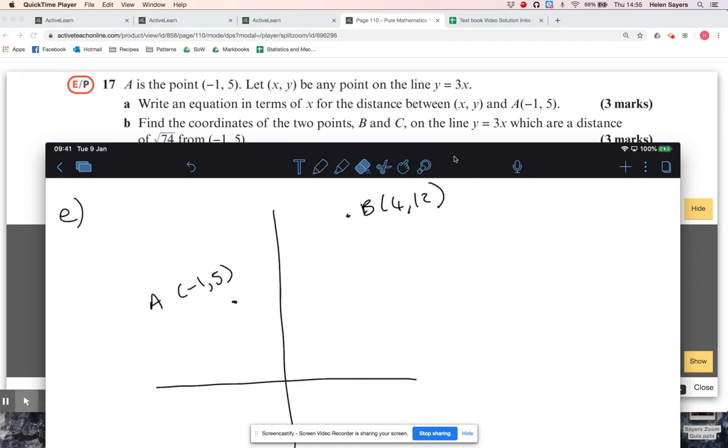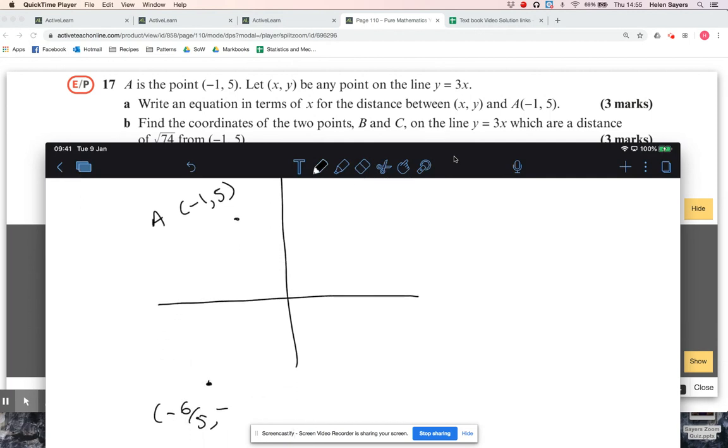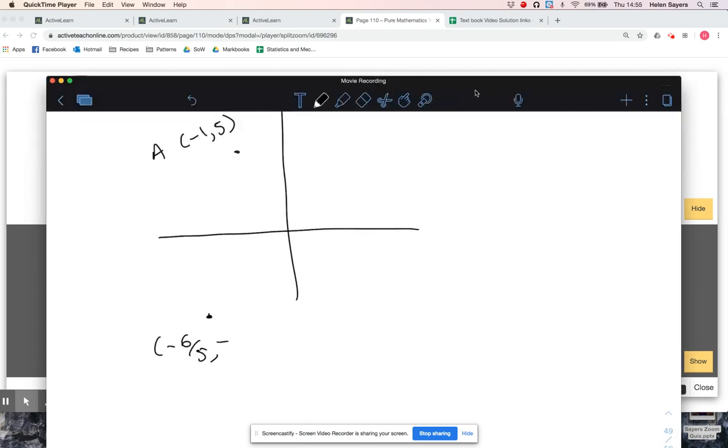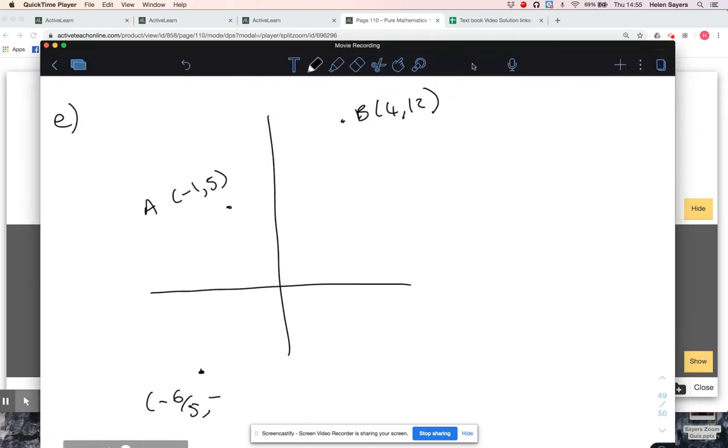Okay. So -6 over 5. Oops. A little bit so you can see the whole thing. Okay, so there's my triangle. So I'm saying that that's C.